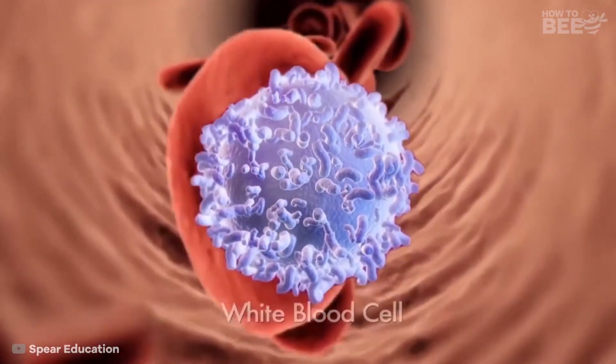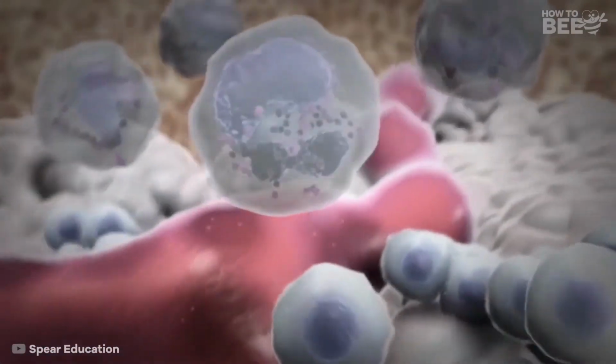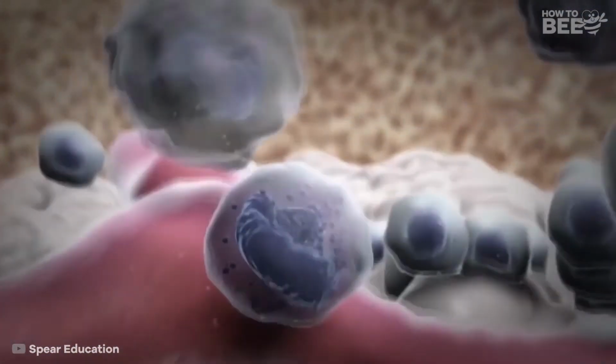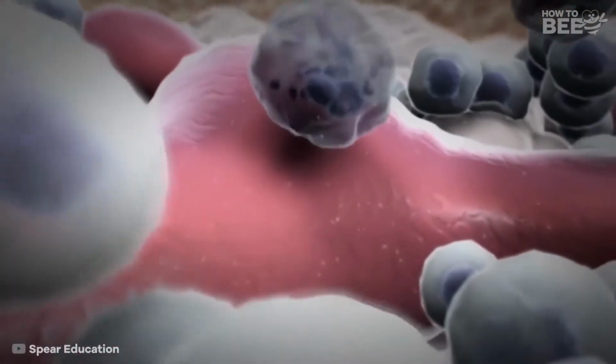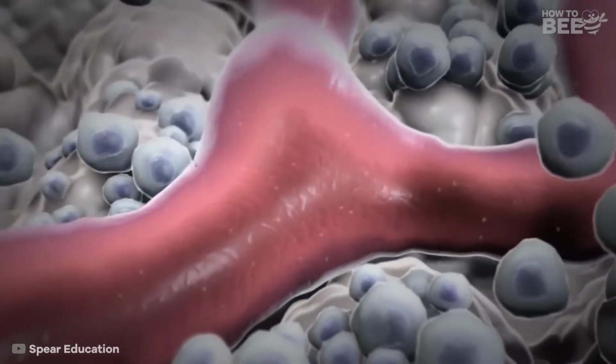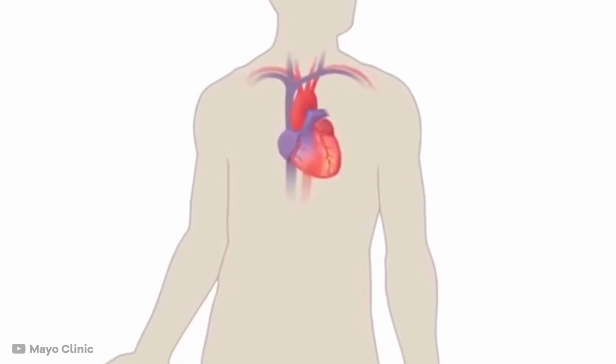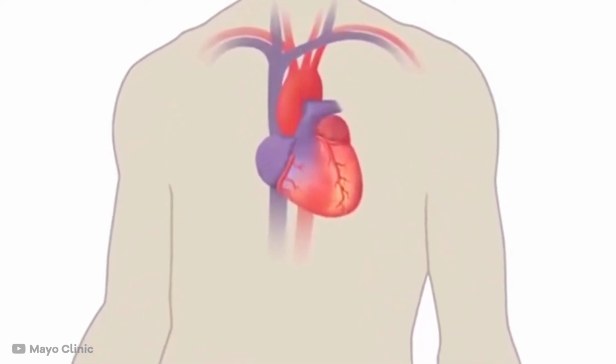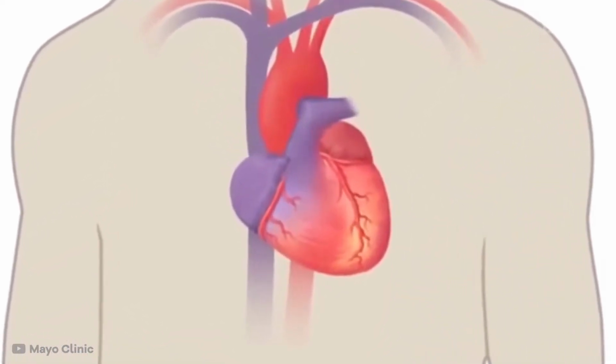Here come the white blood cells. When there's severe inflammation in the gum tissue, it elevates the white blood cell count and also the high-sensitivity C-reactive protein levels. Research studies have shown that elevated levels of C-reactive protein have been linked to heart disease.